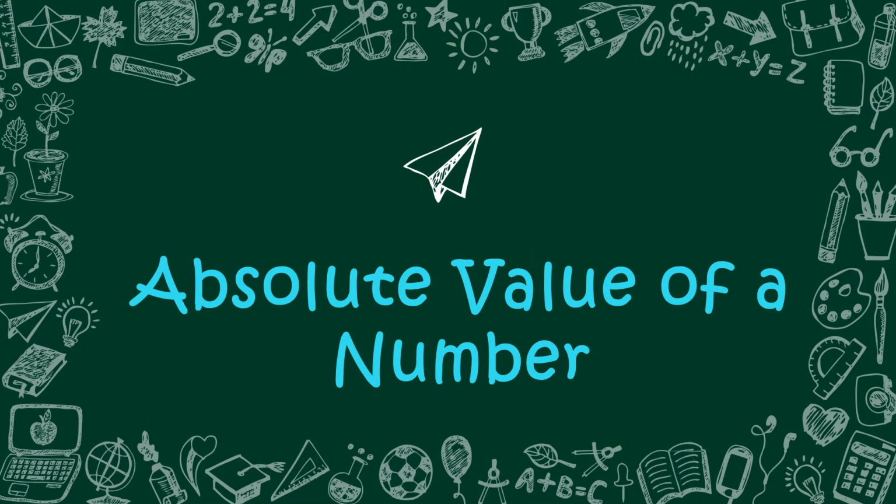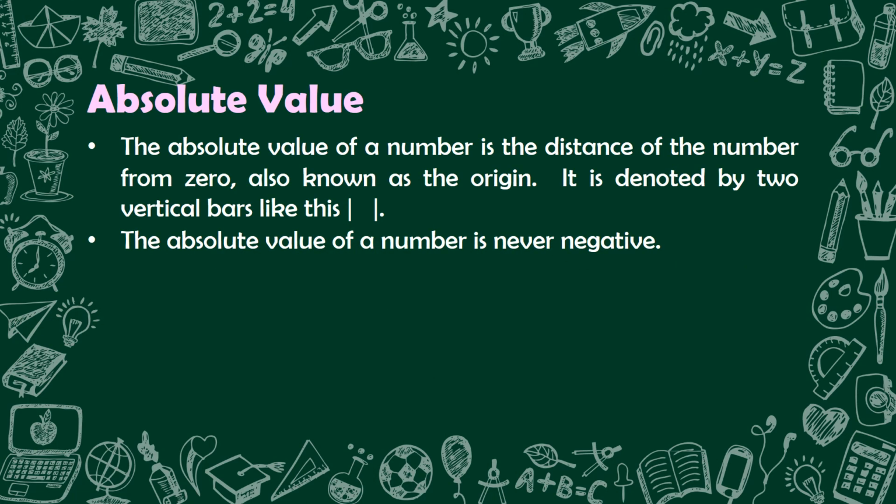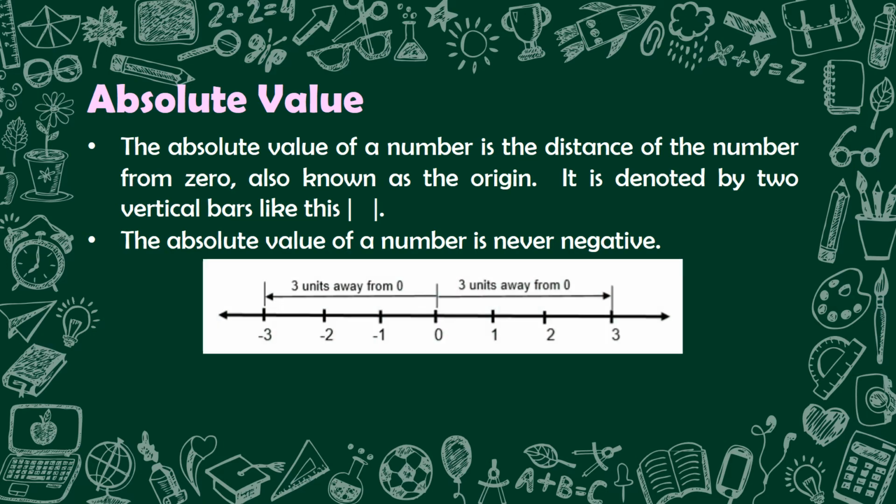So, what is an absolute value of a number? The absolute value of a number is the distance of the number from 0, also known as the origin. It is denoted by two vertical bars like this. The absolute value of a number is never negative. Let's take a look with this number line. We have negative 3 and positive 3. But both of them tells us that there is 3 units away from 0.